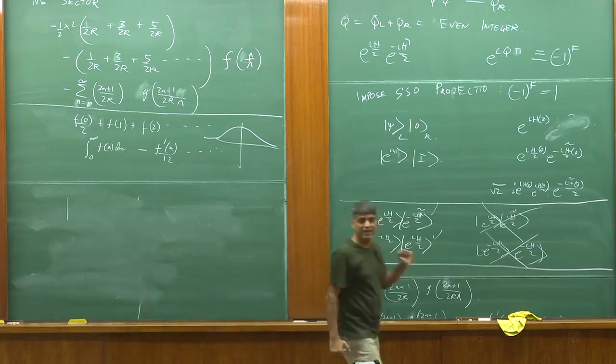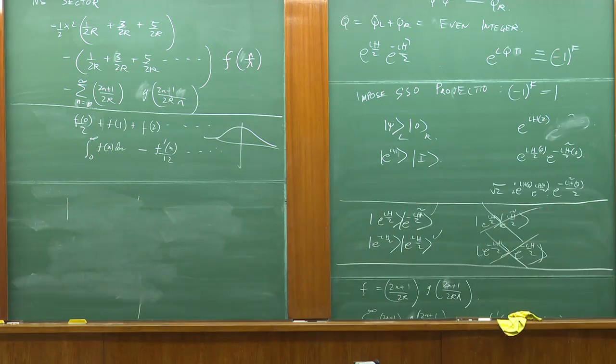Something else I didn't tell you about here, but is obvious if you think about it, is the following. If you're in the NS sector for left movers, you're also in the NS sector for right movers. Why is that? Because the NS sector was just HL, PL, and PR both being integers. But from the formula, one was N plus W by 2, the other was N minus W by 2. So the difference between them was W, which was an integer. So if one was an integer, the other was an integer. One was half integer, the other was half integer. So not only did we have to put the GSO projection, we also get the rule that if the left moving sector is in the NS sector, the right moving sector is also in the NS sector. And if the left moving sector is in the Ramond sector, the right moving sector is also in the Ramond sector.